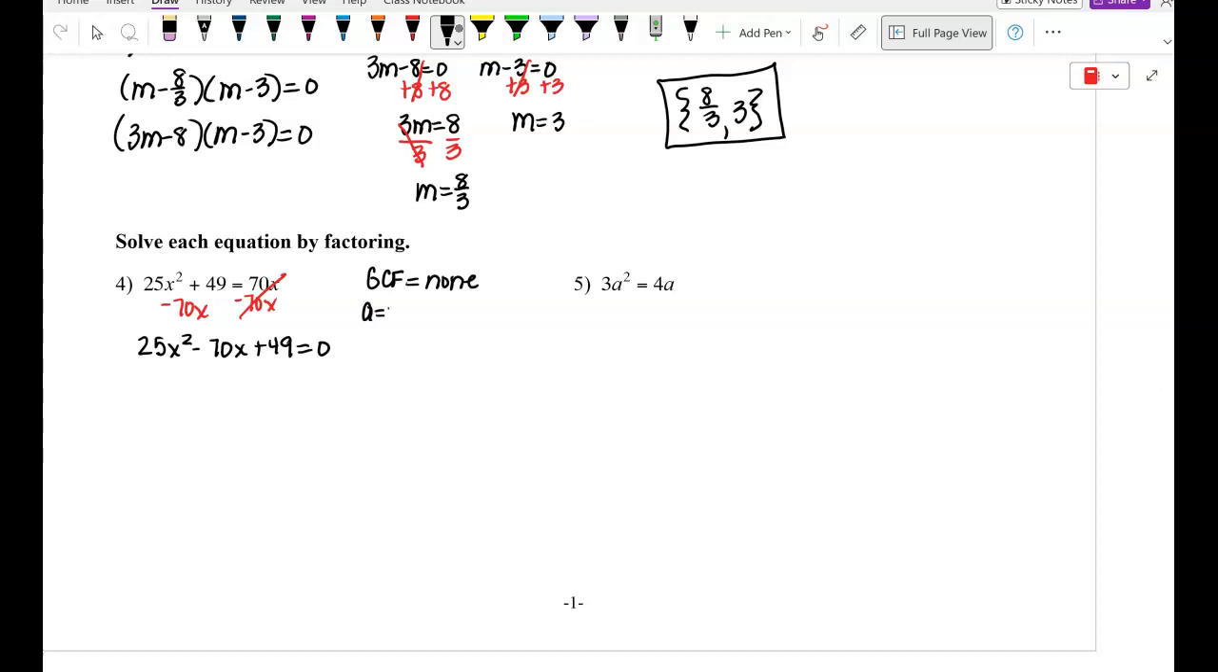So A equals 25, B equals negative 70, C equals 49. So we set up our X. What is 25 times 49?